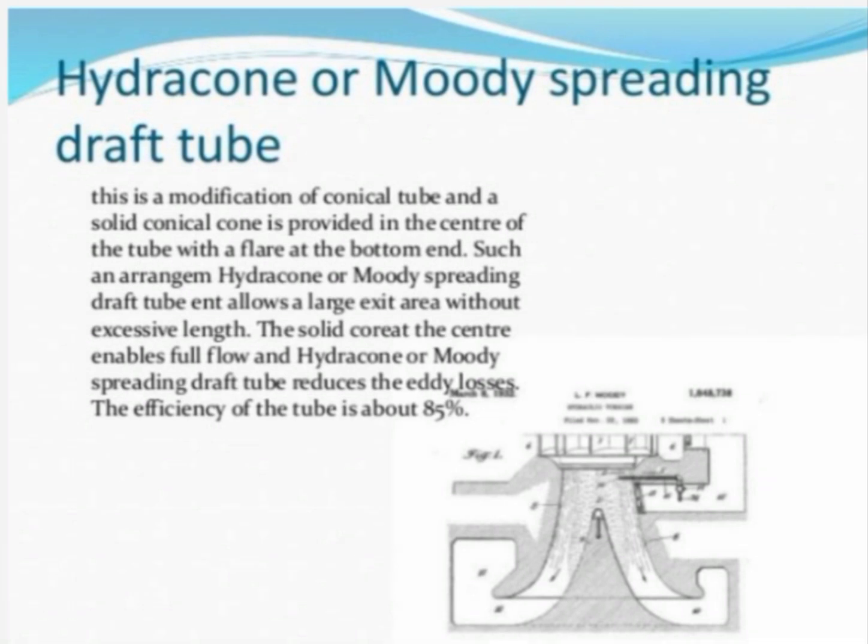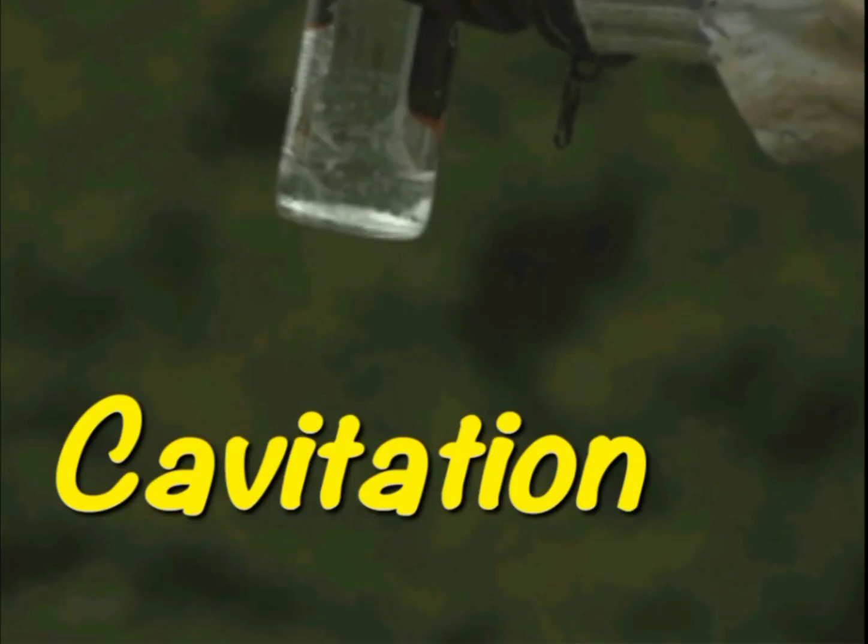This is a modification of the conical tube, with a solid conical cone provided in the center of the tube with a flare at the bottom end.